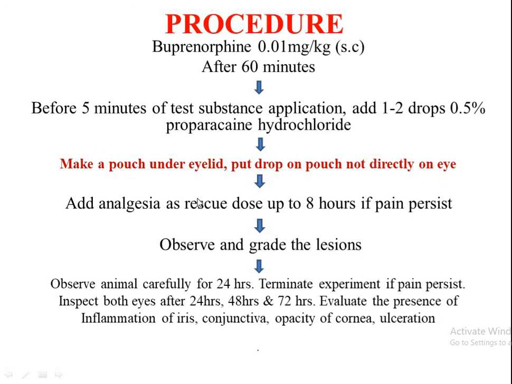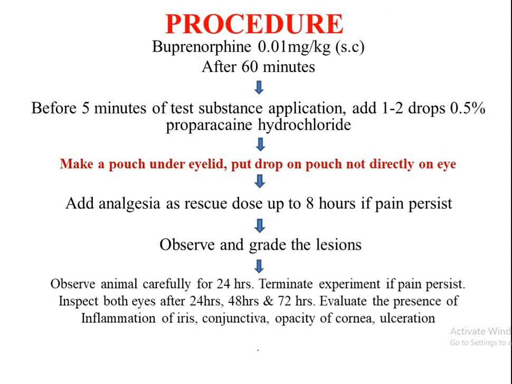The pouch technique suggests making a pouch under the eyelid and putting a drop in the pouch, not directly on the eye. This technique also inhibits the loss of drug. After that, if any pain persists, we can also add analgesia as a rescue dose up to 8 hours. After that we will observe and grade the lesions up to 24 hours, and we will terminate our experiment if pain persists.